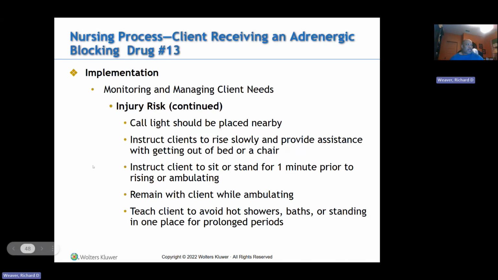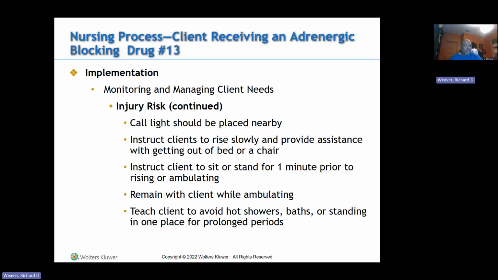And of course, we place the call light in place, all that business. Instruct the client to rise slowly and provide assistance with getting out of bed or to a chair. Place the call light close to the patient's bed and instruct them to call for assistance. Even give a male a urinal, and they may be able to urinate at the bedside.